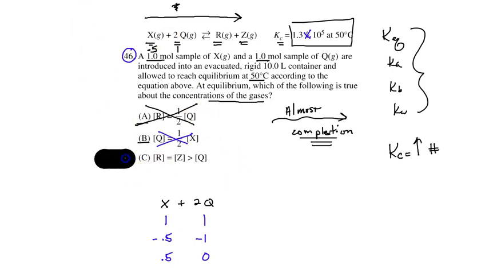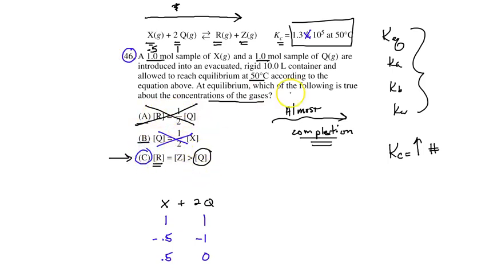Now, this has to be, by process of elimination, your answer because R is equal to some Z, which is going to be greater than Q. Well, obviously the reaction's going forward mostly, so Q is the smallest. That part makes sense. Why would R and Z be equal to each other? Because stoichiometrically, for every two Q's and one X, one R and one Z is made. So that's why C is the best answer, okay?